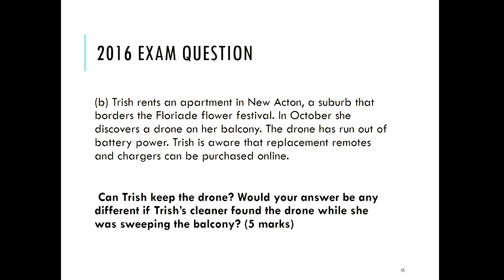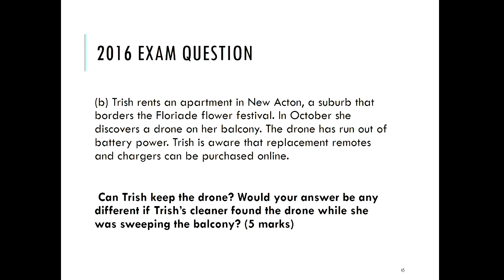What about if Trish's cleaner found the drone? So what's the general principle if you find something while you're working? So generally you need to give it to your boss, but what's your mini legal issue here when you're thinking about the cleaner? Yeah, course of employment. Did the cleaner find the drone within the course of her employment? What do you think? What's she doing when she finds it? She's sweeping the balcony and she found it. Therefore, we would be applying Byrne and Hoare, Wiley and Sinan.